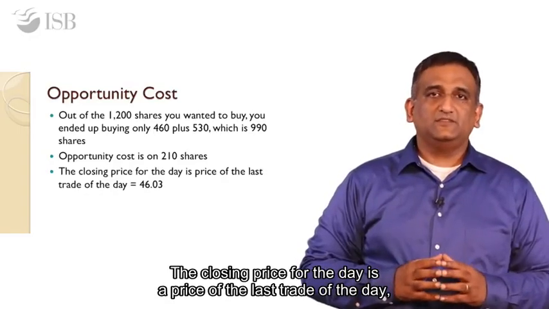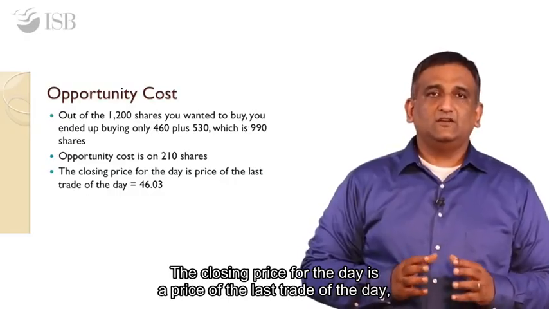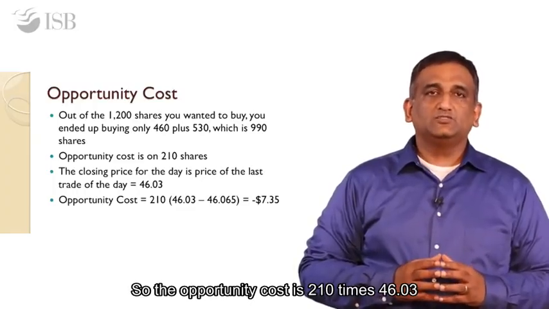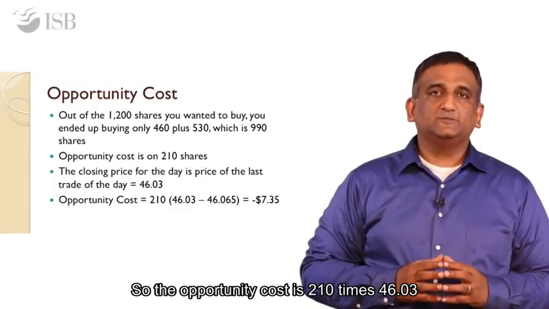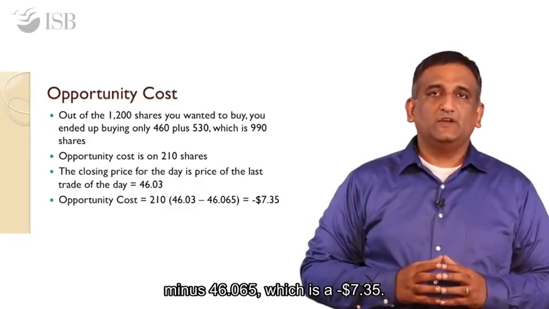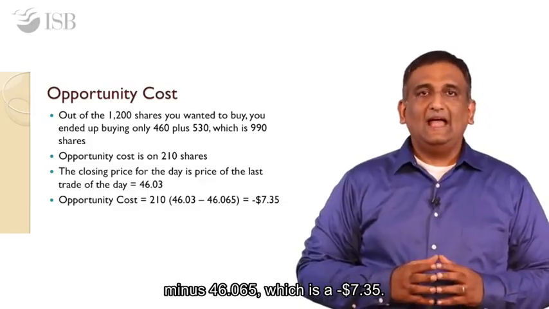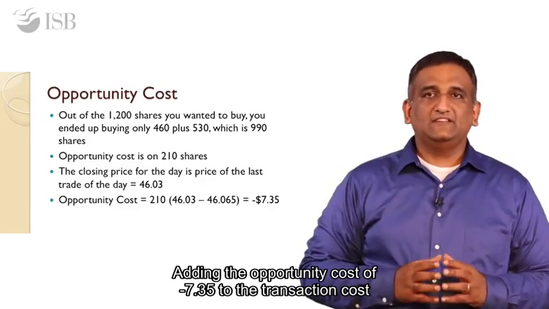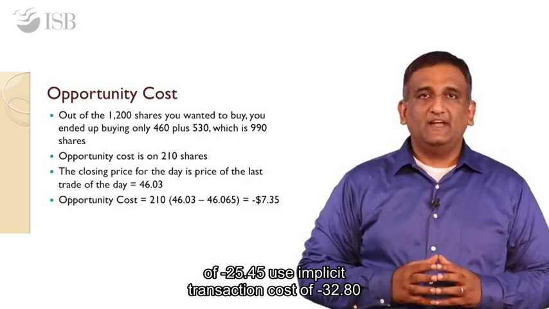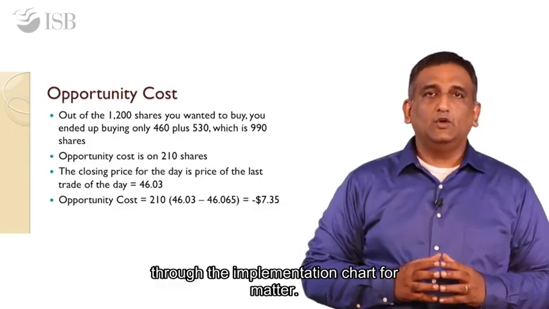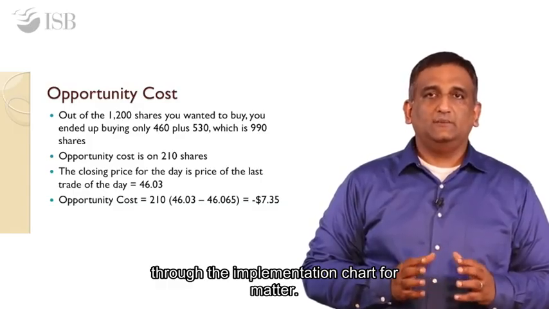The closing price for the day is the price of the last trade of the day, which is 46.03. So the opportunity cost is 210 times (46.03 minus 46.065), which is a negative $7.35. Adding the opportunity cost of negative 7.35 to the transaction cost of negative 25.45 yields implicit transaction cost of negative 32.80 through the implementation shortfall method.